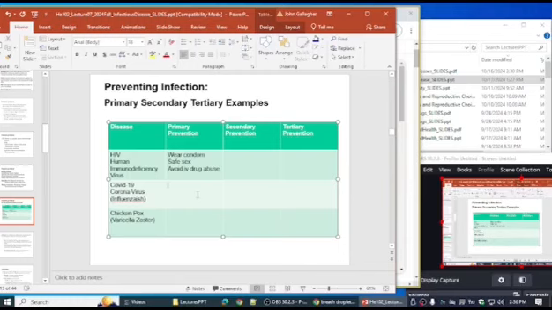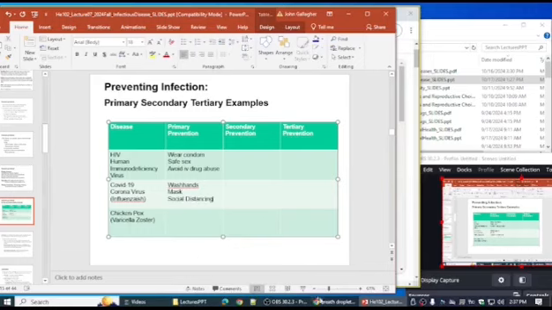Okay, COVID-19 group. Everybody knows the answer here, right? How do you prevent people from getting COVID-19? Wash hands. Yeah. Mask. Social distancing. Yeah.